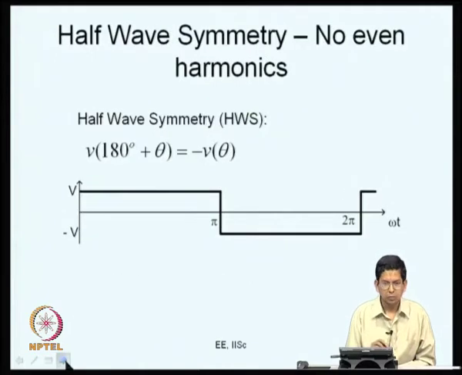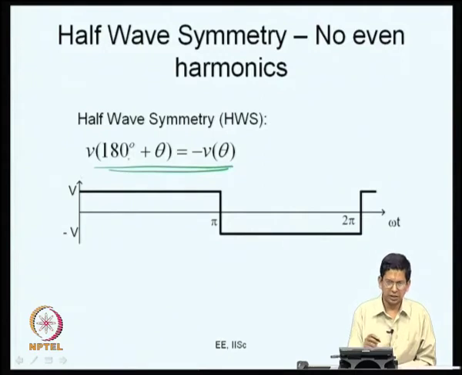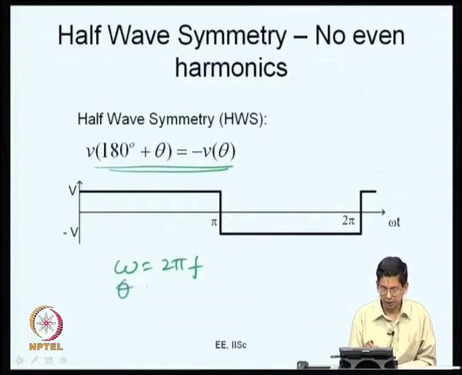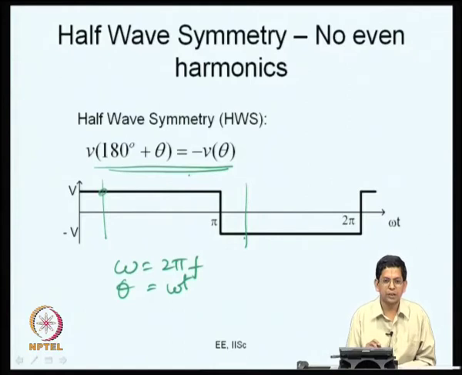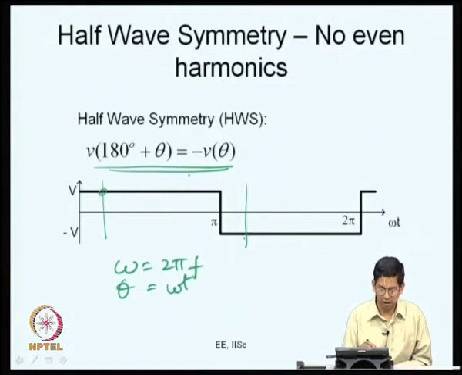Now, this is what we say half wave symmetry, and this is the definition for a waveform with half wave symmetry. If V is the voltage waveform and theta is a measure of time, in terms of the fundamental angle, it is omega t, where omega is equal to 2 pi f, and f is your fundamental frequency, so 2 pi f is your fundamental angular frequency. So you take it at any theta, and at 180 plus theta, you see that its value is the negative of whatever it was at theta. Such waveforms satisfy half wave symmetry and they do not have even harmonics.